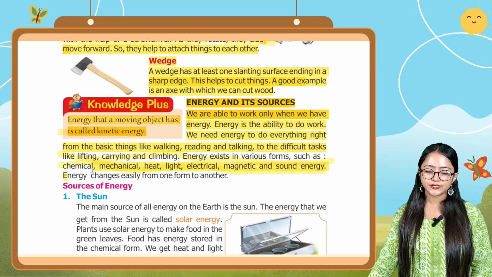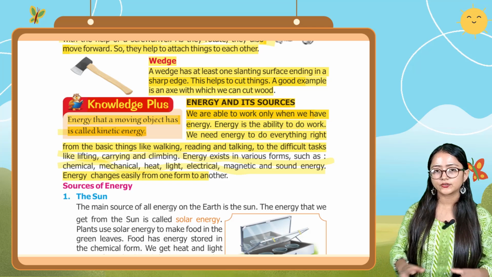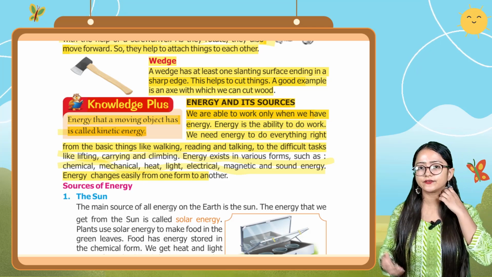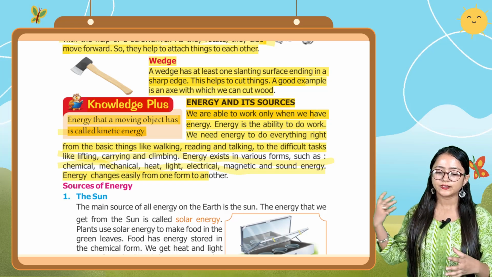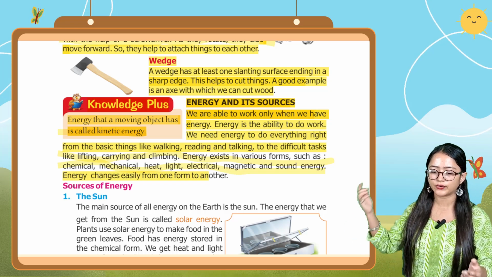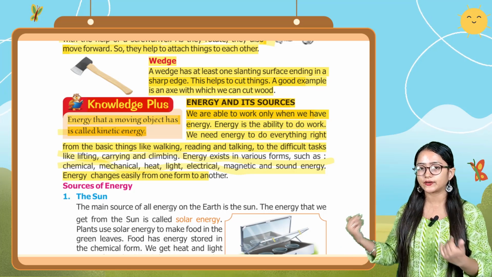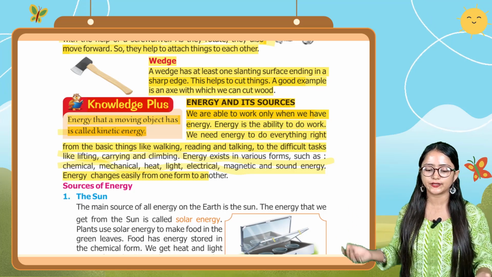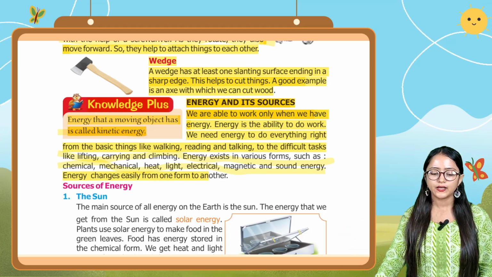Energy changes easily from one form to another. We humans get energy from food, by consuming food. There are some basic things like walking, reading, and talking, and for that we use our energy. For difficult tasks also we need that energy, like lifting, carrying, and climbing. So energy exists in various forms.